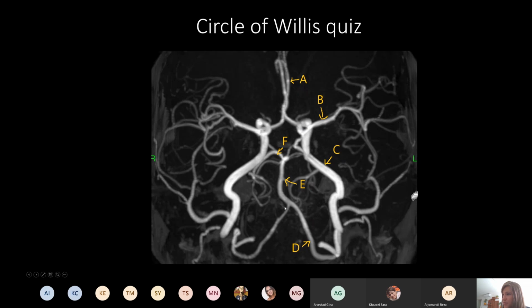These are the vertebral arteries, and then they join, and it becomes the basilar artery. And then what is F? F is the posterior cerebral. Yes. So basilar artery, the posterior cerebral artery goes like here, and then this is the posterior communicating artery, and it connects to the anterior circulation. Okay, that's it. This could be on the exam as well.